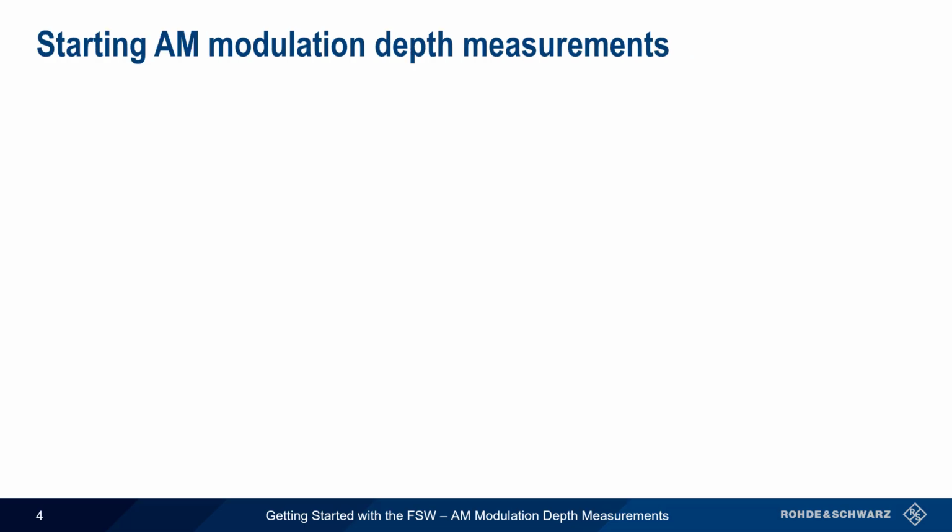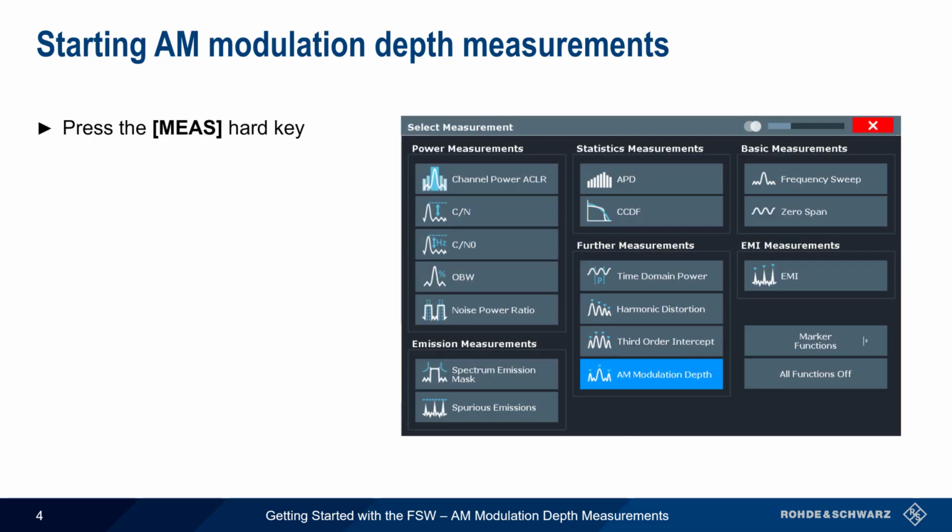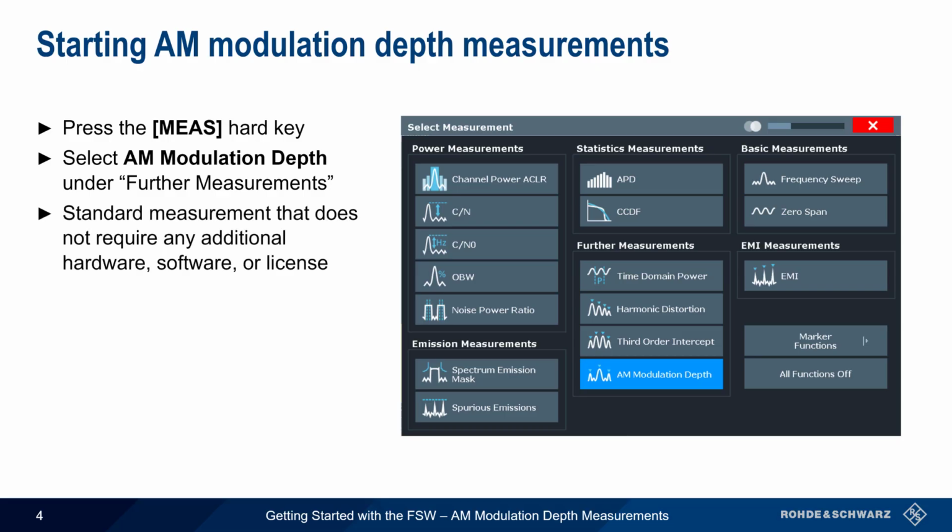To make an AM modulation depth measurement, press the Measure hard key and then select AM Modulation Depth from the list of Further Measurements. This is a standard spectrum measurement and does not require any additional hardware, software, or license code.